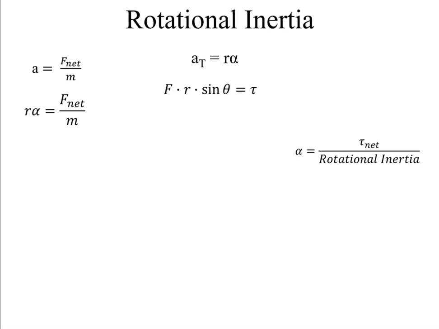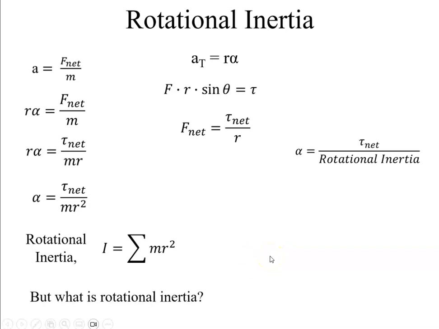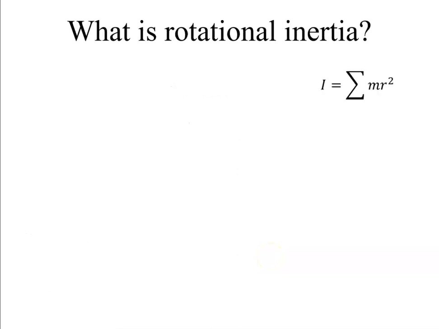Let's assume the angle is 90 degrees for a maximum, and so that means the net force would be proportional to the net torque divided by the lever arm, the radius, away from the pivot point. Let's plug that in for the net force, and we get the following relationship. If we solve this for alpha, we get the net torque over mr squared. So compare that to over here, that means that the rotational inertia is somehow related to mr squared. It's actually the sum of mr squared. But what is rotational inertia?